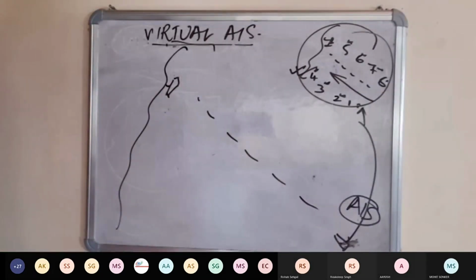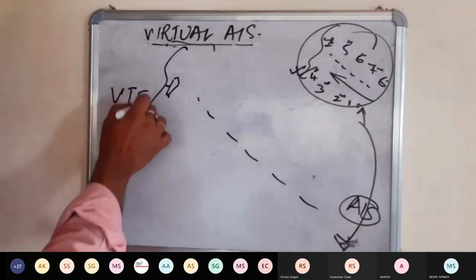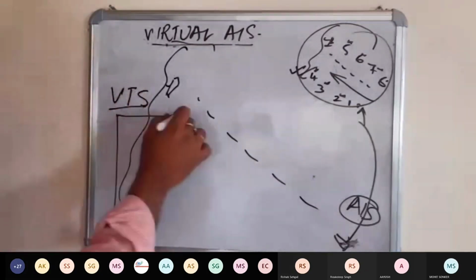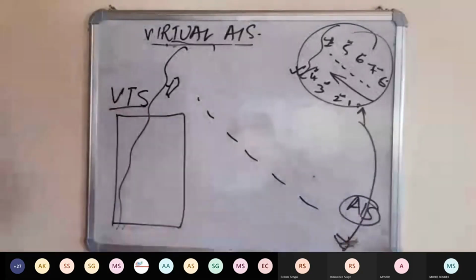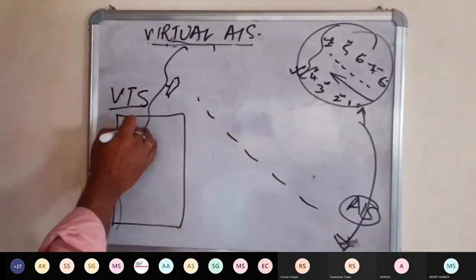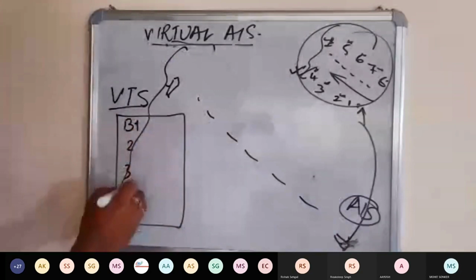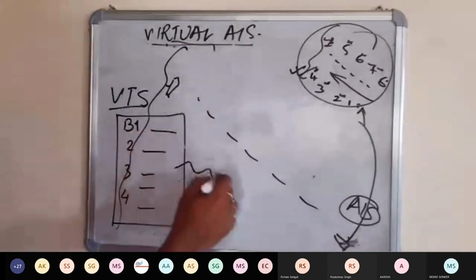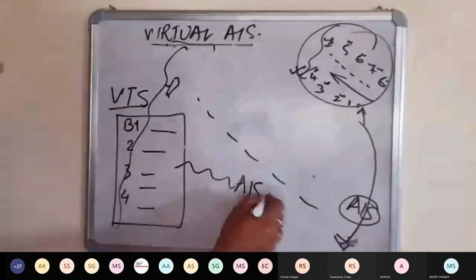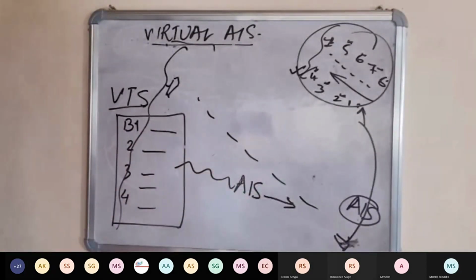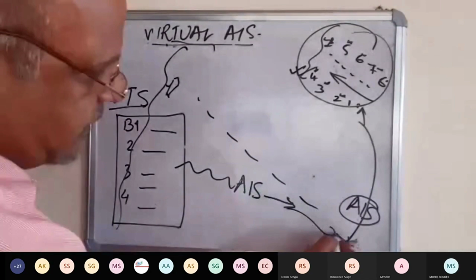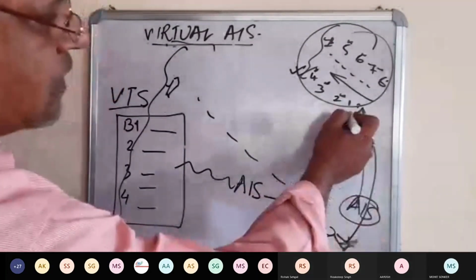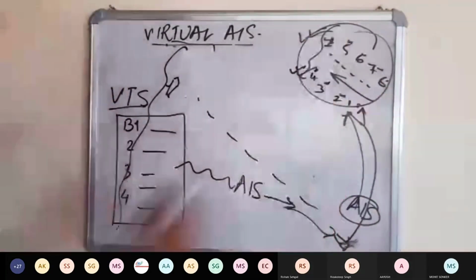What is happening? The VTS here is making a message sitting in the cabin. Buoy number 1, 2, 3, 4, all their locations, they make these messages, and they are transmitting AIS data for the ships. The ship receives this information, puts it onto the radar, and we get a picture like this.